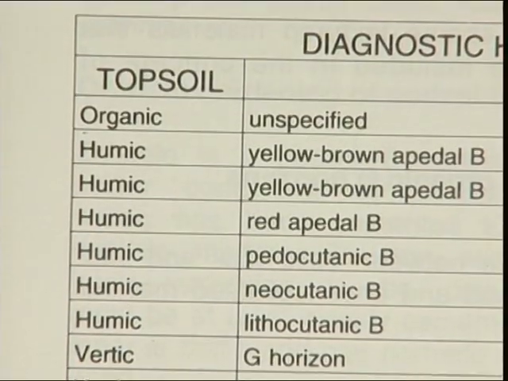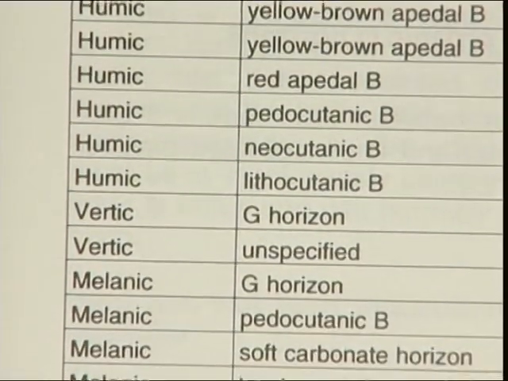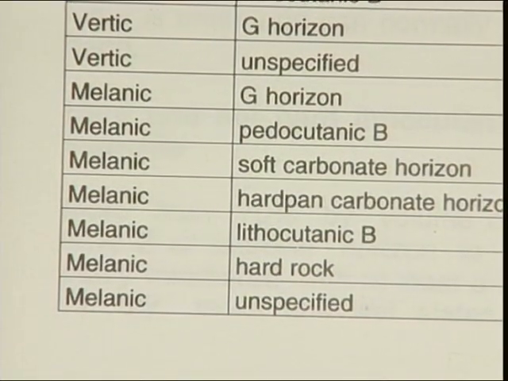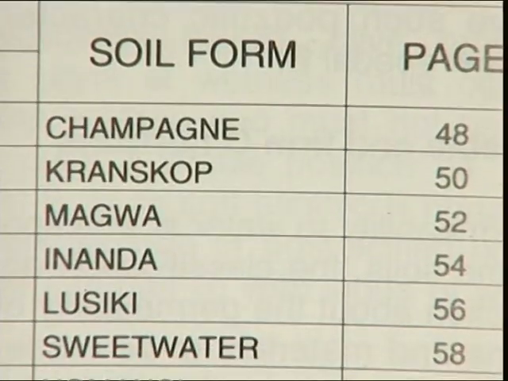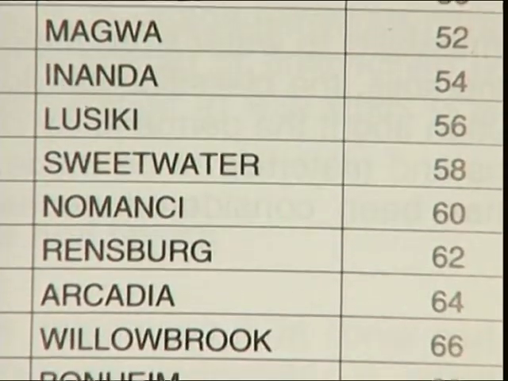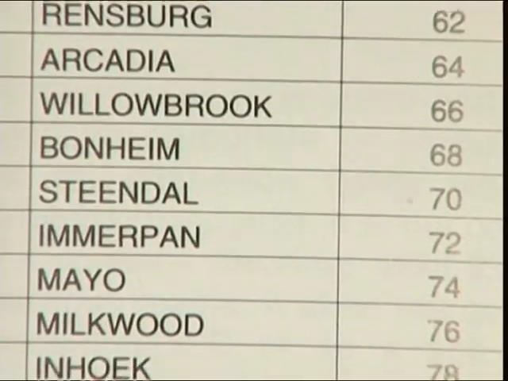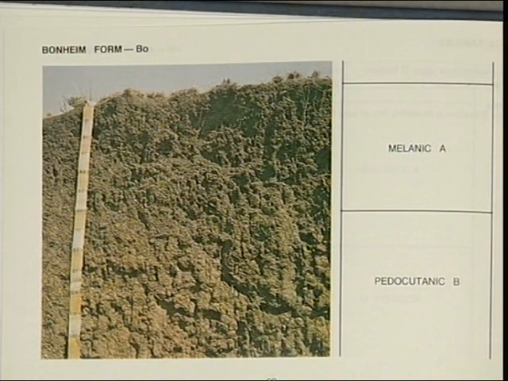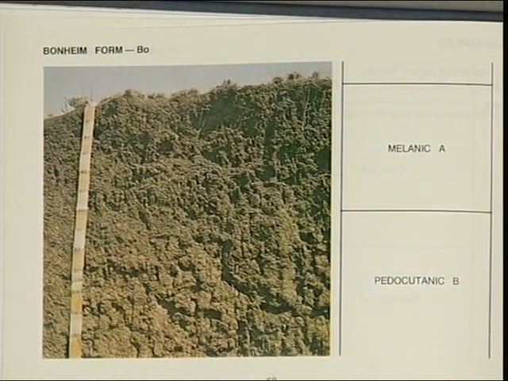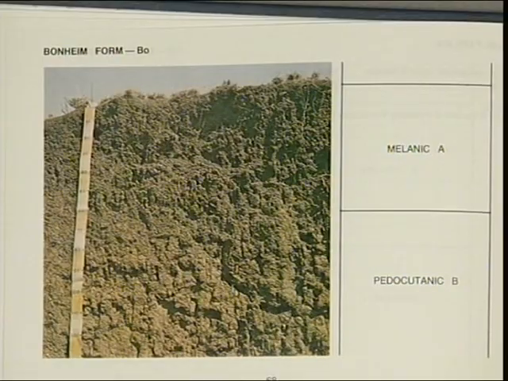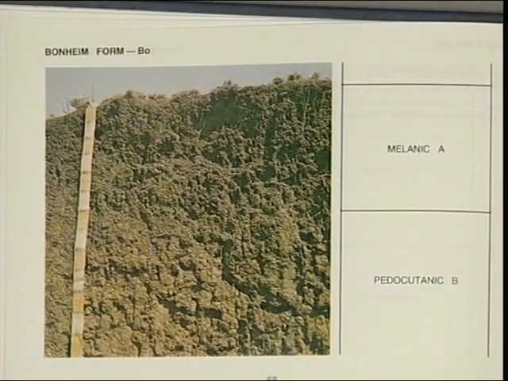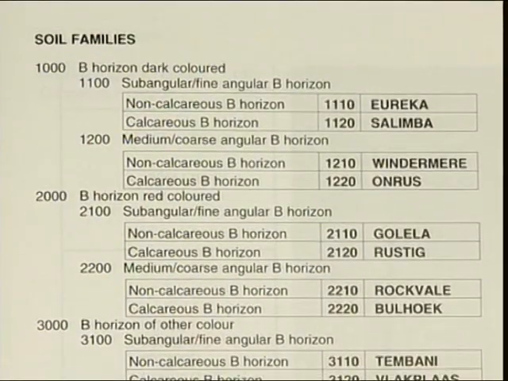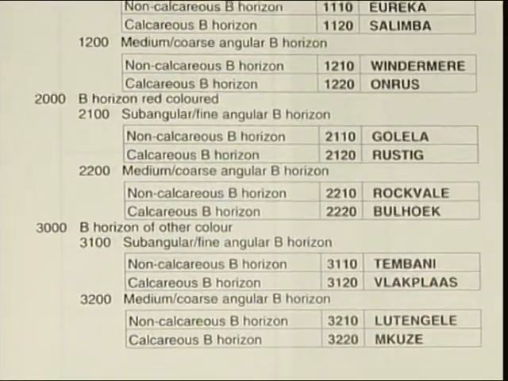To classify soils at the form level, it is necessary to be able to recognize a number of what are called diagnostic horizons, since each soil form is defined on the basis of a certain unique vertical sequence of these horizons. In the example shown, the Bonheim soil form is defined by the presence of a melanic A horizon overlying a pedocutanic B horizon, and there are 12 soil families within this one form.